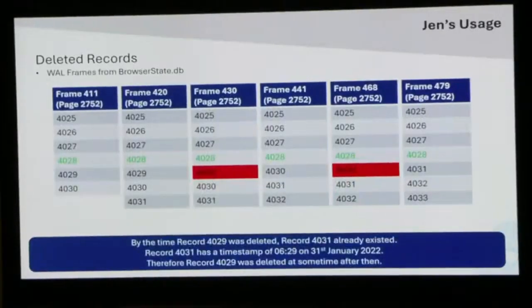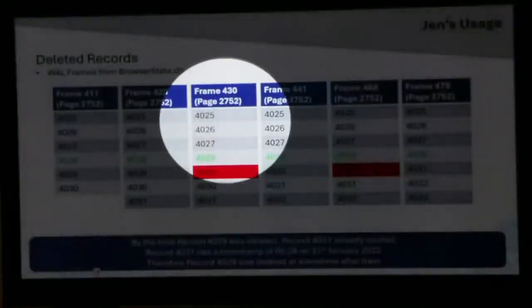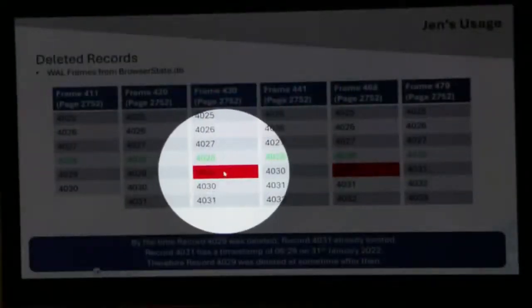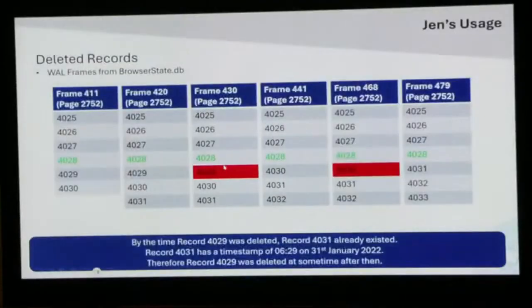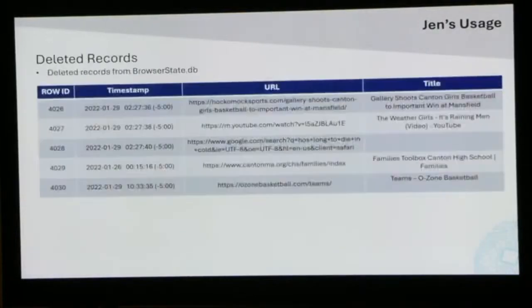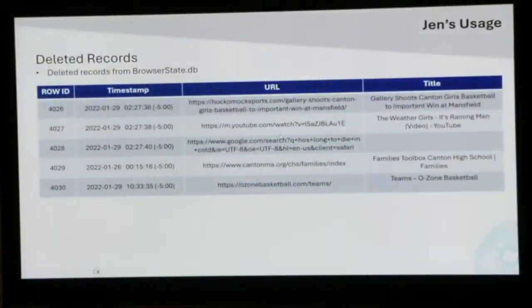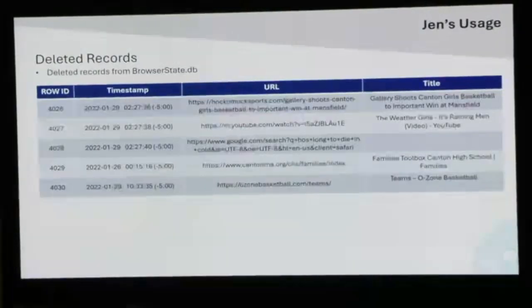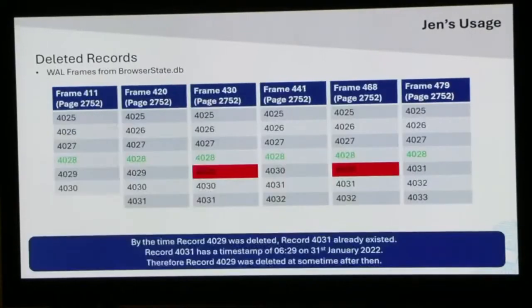Moving forward again, we continue to see records being added, but particularly here at frame 430, record 4029 is deleted. If I go back a few slides, we can see 4029 is the CantonMA.org Families Index webpage. As far as I know, no relevance to anything related to this case. It just so happens this is the first record deleted from the browser state database.